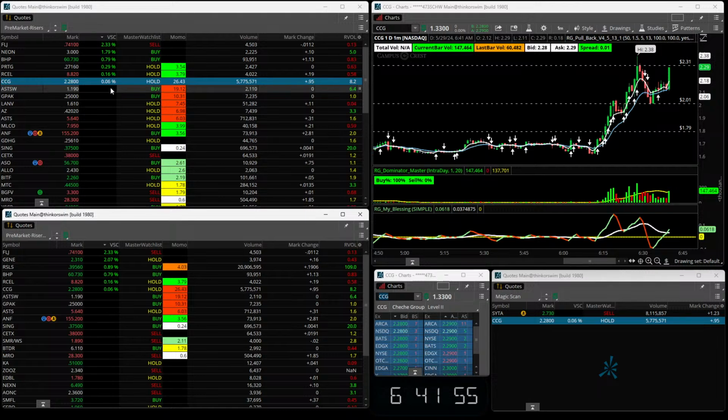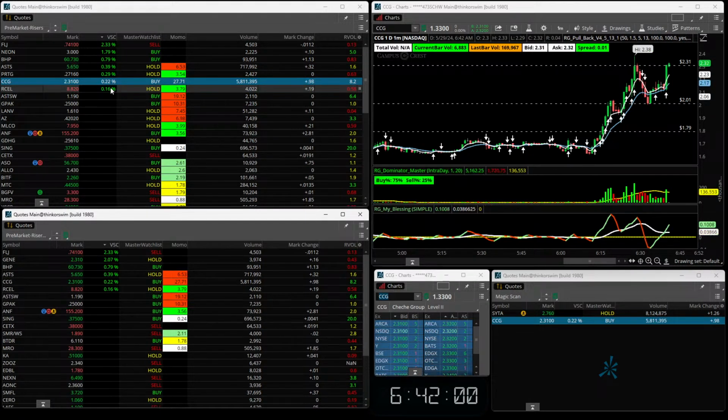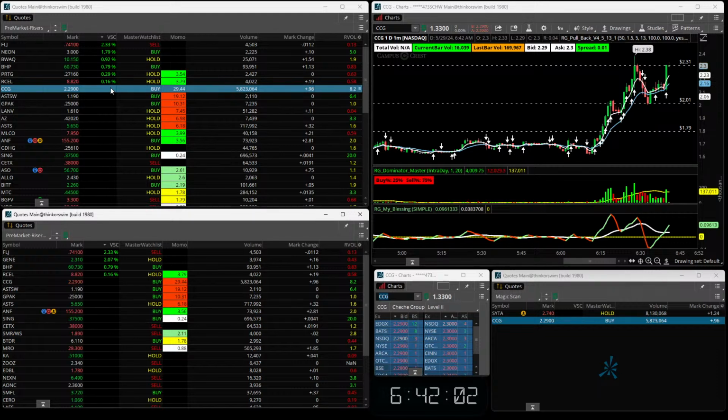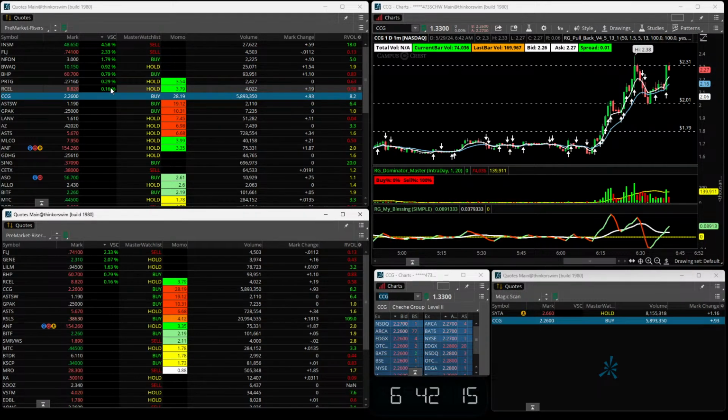We did make it back up there almost to that 230. We may push through it. I kind of figured that would happen when I called it out earlier. It's a retest of 230. It is now resistance. Let's see if we can break through for new highs.